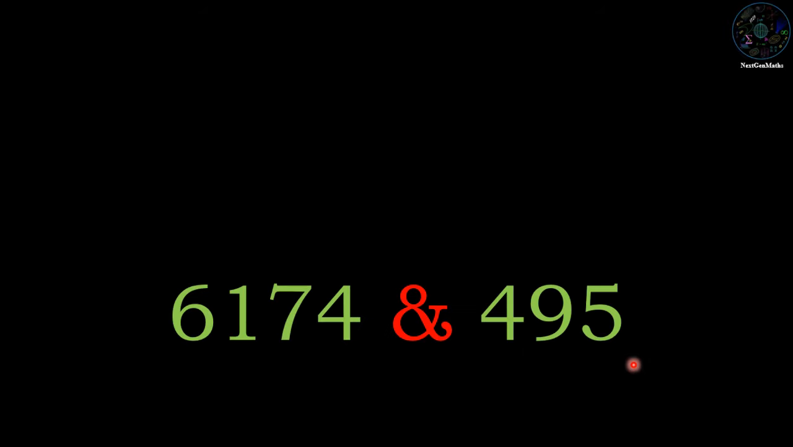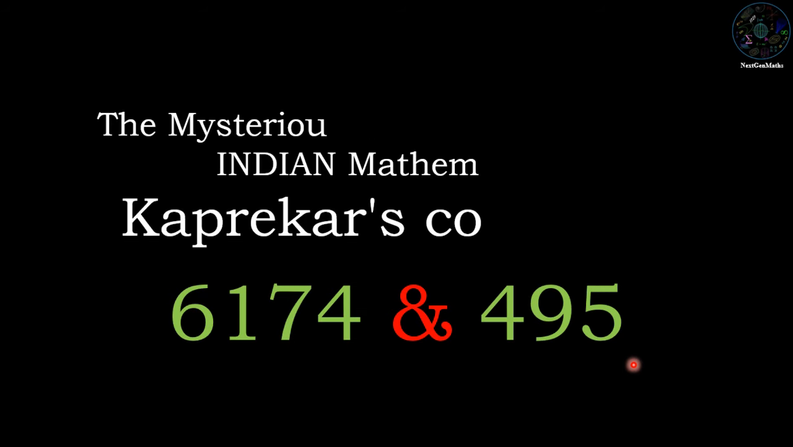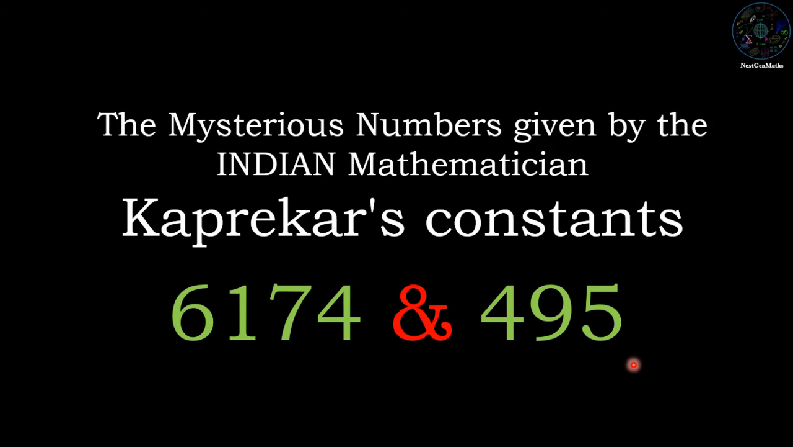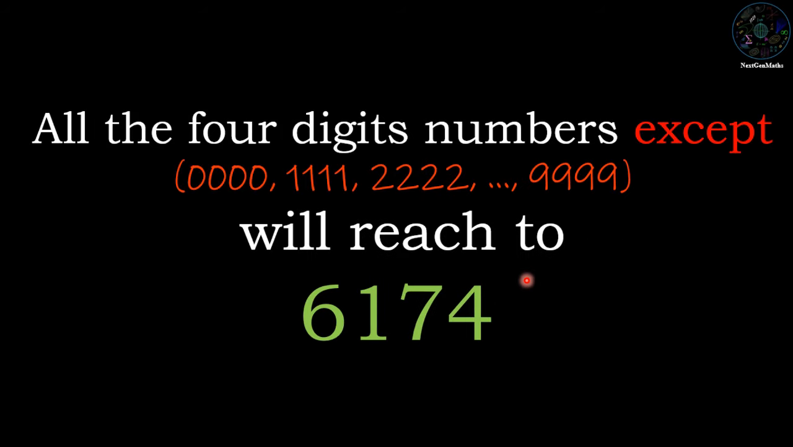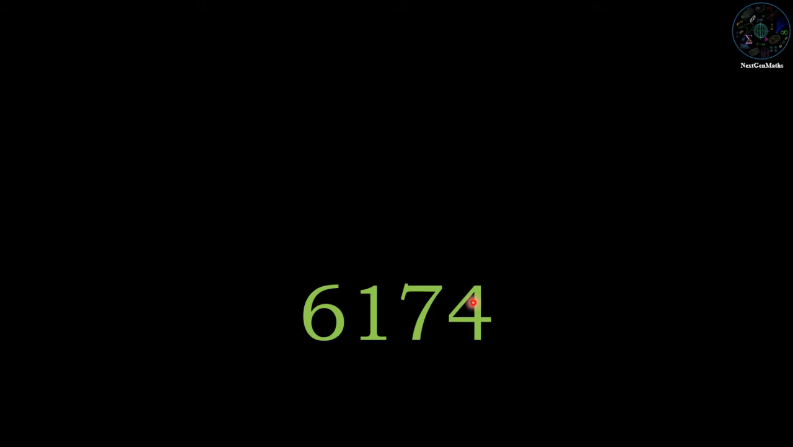6174 and 495 are the mysterious numbers given by Indian mathematician Kaprekar, which is known as Kaprekar constant. Why are they mysterious numbers? Let's see. All the 4-digit numbers except those whose digits are all equal will reach 6174. How? Let's see.